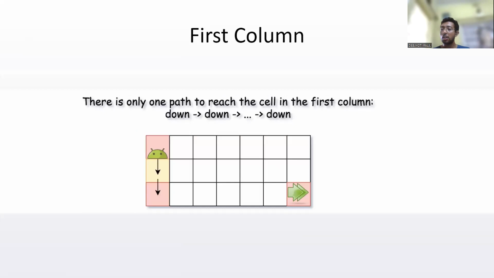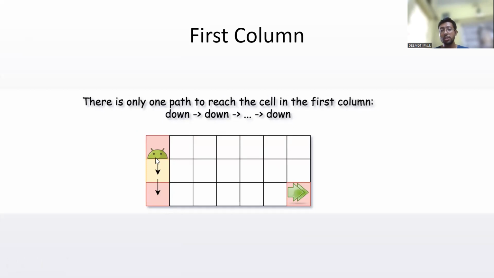Similarly, any cell in the first column will also have only one path because there is no cell in the left part of it. So there is no way to reach it from the left by a right movement. The robot can only reach any of these cells by a downward movement, and hence the number of unique ways to reach any of these cells in the first column is one.